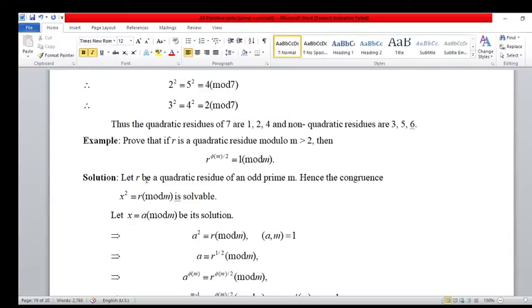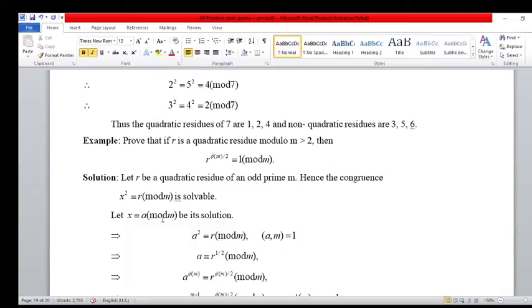Solution: let R be a quadratic residue of an odd prime m. M is the odd prime everywhere. Hence the congruence x squared congruent R mod m is soluble. Let x congruent a mod m be the solution.